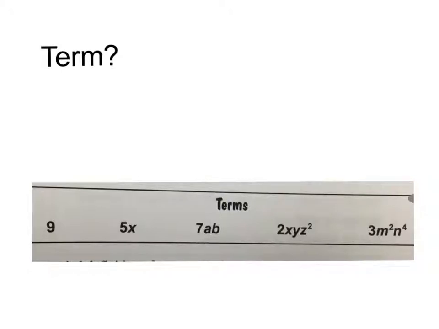Okay? So if I have 9 plus 2xb, how many terms do I have up there? 2 terms, right? The 9 is a term, and the 2xb is a term. And I just told you terms are separated by plus signs and what? Minus signs. So terms are separated by plus and minus signs.